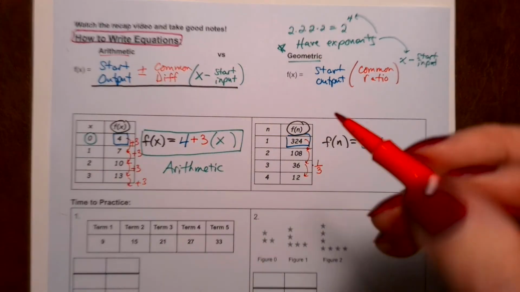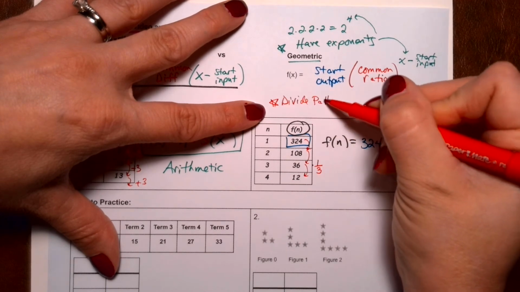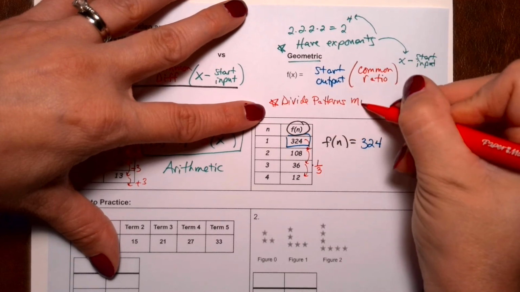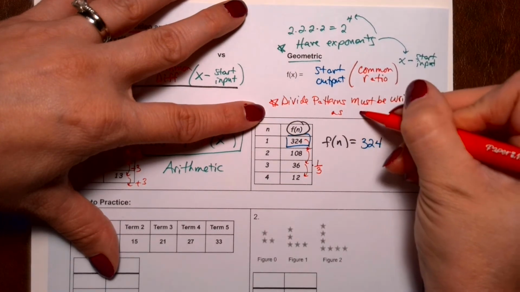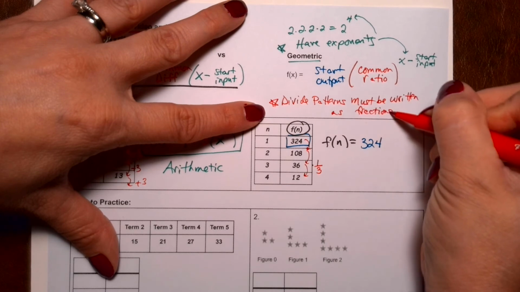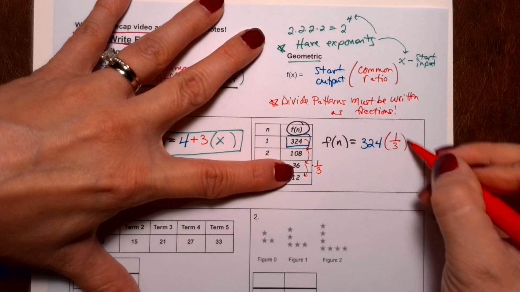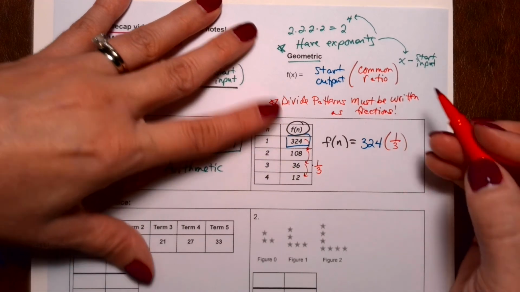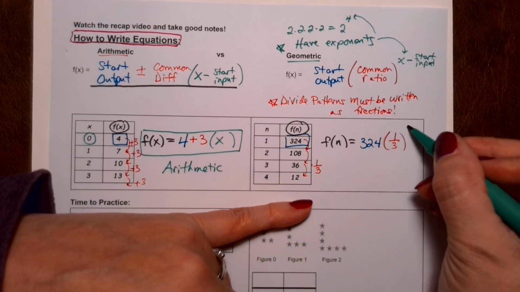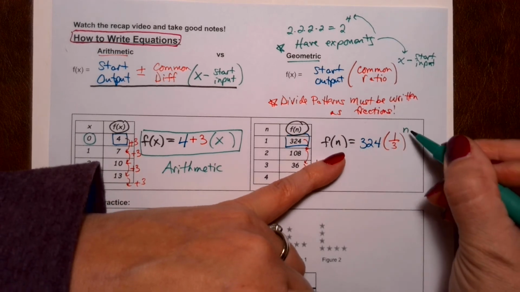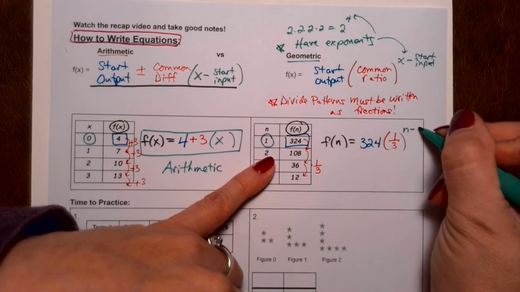Let's just write a little note here. Remember, divide patterns must be written as fractions. So the pattern is multiply by 1/3. See how I use the parentheses? And now it's time for the exponent. Since this is geometric, we're going to put it to the power of, let's use letter n. And do I have to adjust the x? I do. I have to subtract a 1.